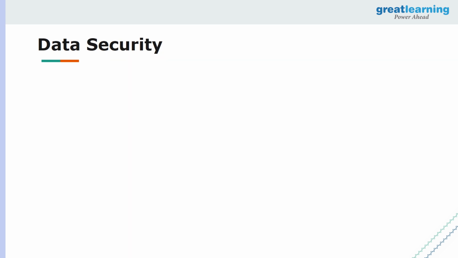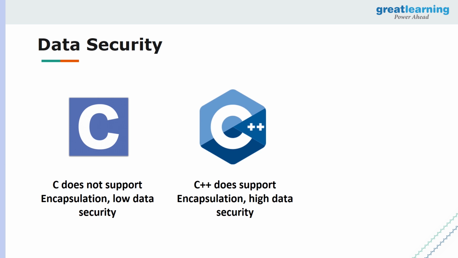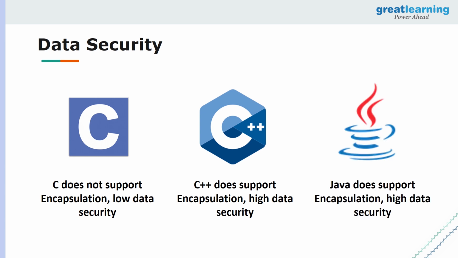Let's move ahead and see what happens with data security. Which language gives more security to our data? C does not support encapsulation, so there is low data security. Encapsulation is one of the OOPS concepts, which helps in data security. C++ does support encapsulation, and that is why it has high data security. Same goes for Java. Java does support encapsulation, thus high data security.